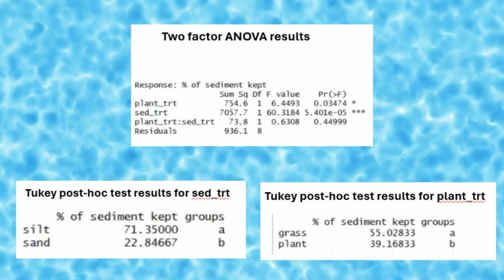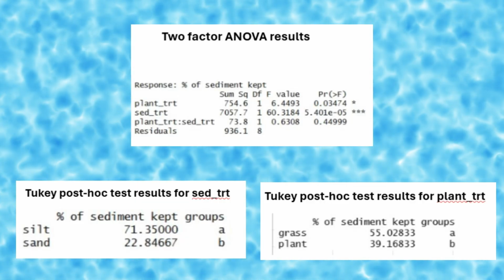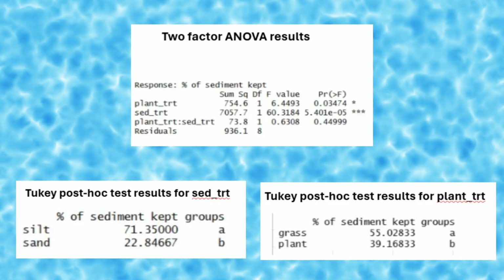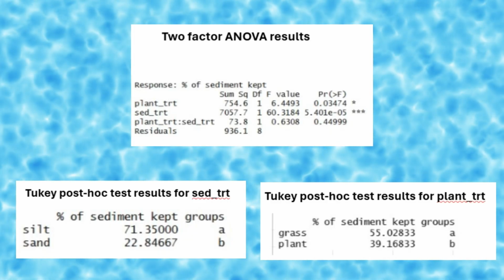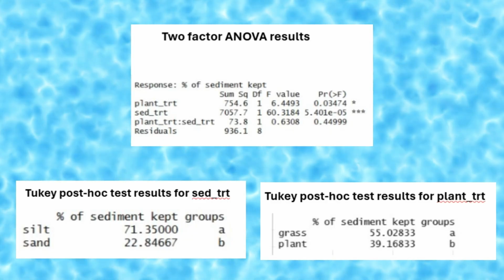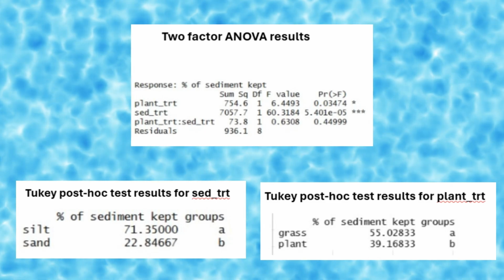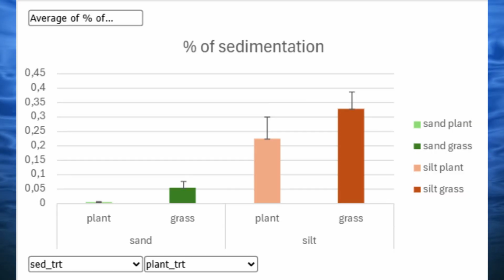For further analysis on which groups significantly differ from each other, a Tukey post-hoc test was performed for each factor. The test revealed that plant and grass have a significant difference, since they have a different letter in the post-hoc test result, and that the same is true between silt and sand. Moving on to the sedimentation result analysis.